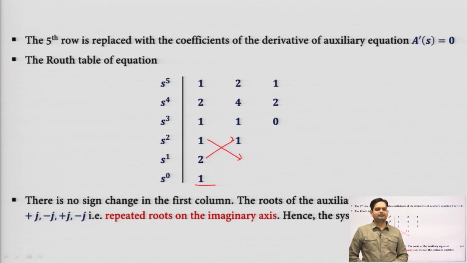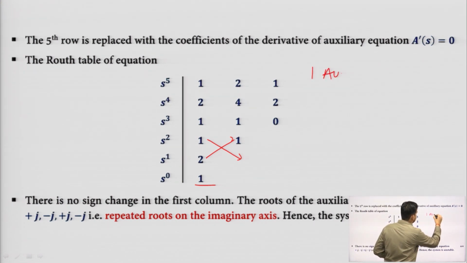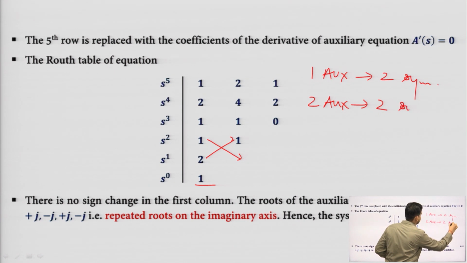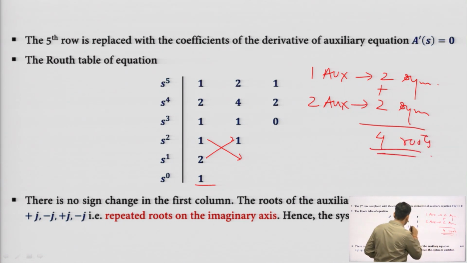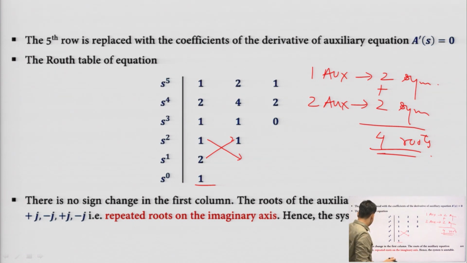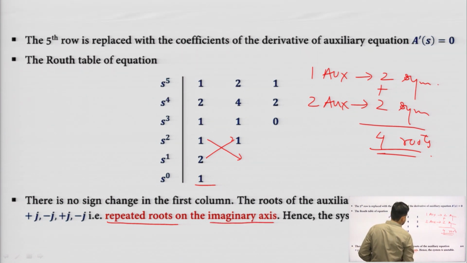So, what we have found in this case is that we are getting 2 complete 0 rows, right. What it means is we need to use the auxiliary equation 2 times. One auxiliary equation will give us 2 symmetric roots. If a second auxiliary equation is coming, it will again give us 2 symmetric roots. If I add both, a total of 4 roots are coming because of these 2 complete 0 rows. So, we are getting repeated roots on the imaginary axis, right.